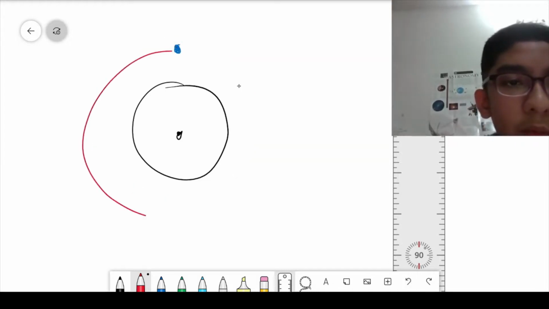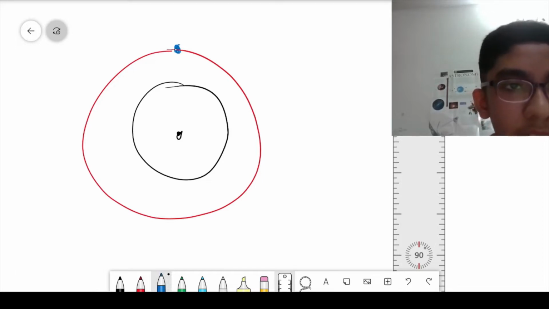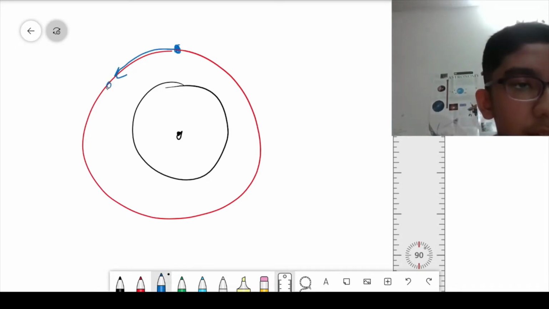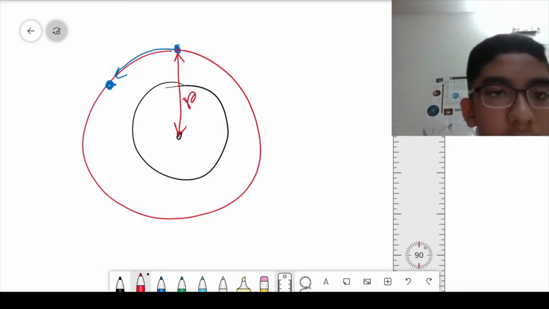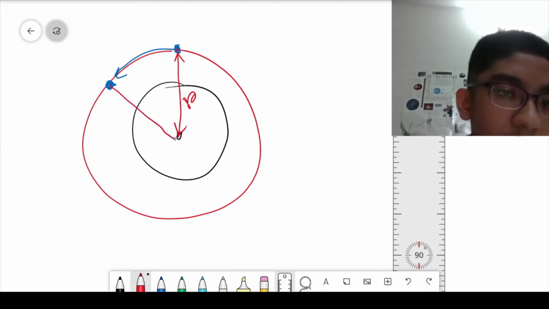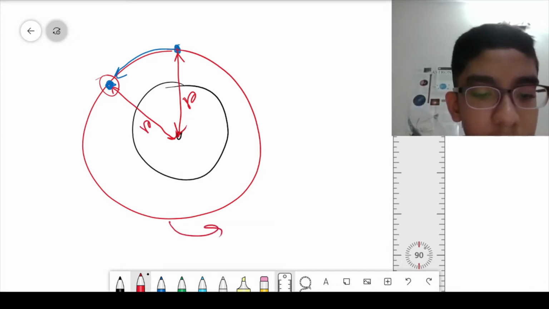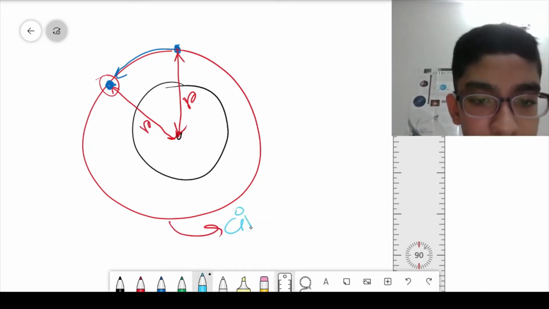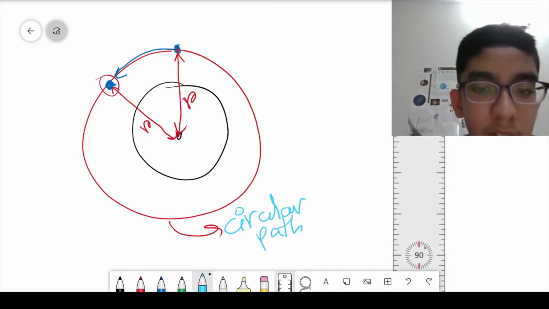Now, what do I mean when I say orbiting the planet? What I mean is that, say, it's orbiting in this direction, and after some time, it is here. If we say that this distance is r, the distance from the center of the planet to the object, then after some time, when the object is here, this distance will also be r. Or in other words, this orbit is a circular path.